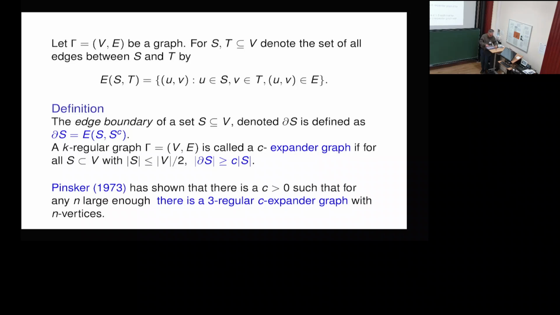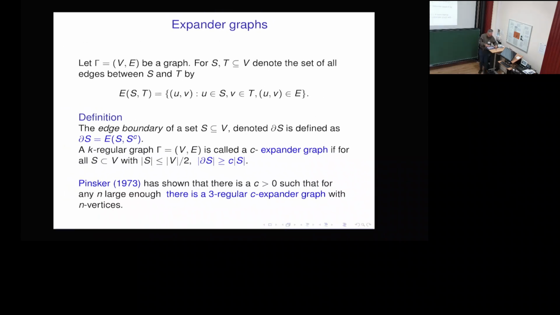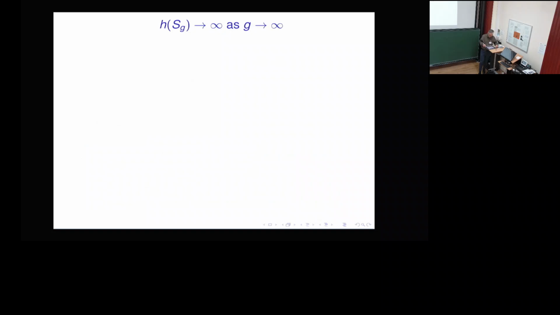And now we can use these expander graphs to show that the constant C_g is not just an artifact of the proof. The Ziegler constant does go to infinity as g goes to infinity. So why? Again, I'm going to normalize, so the area of S_g is going to be equal to 1. The genus increases, but my area is fixed. And I want to show now that I cannot cut the surface.